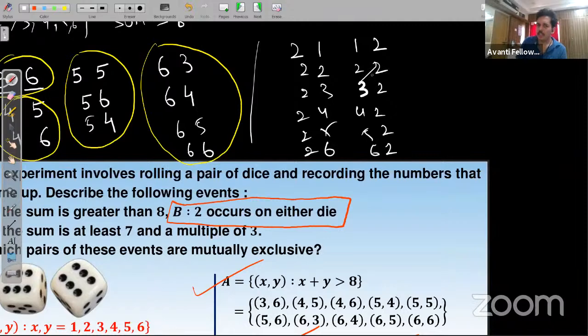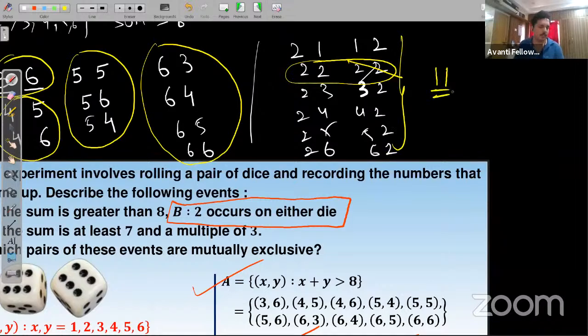Is it correct? Here one mistake is there, guys. What is the mistake? Here you are getting the same thing twice. So one has to be eliminated, right? 2 2 has to be counted once. So total how many things are left? 11. So your answer is 11, guys. Clear?